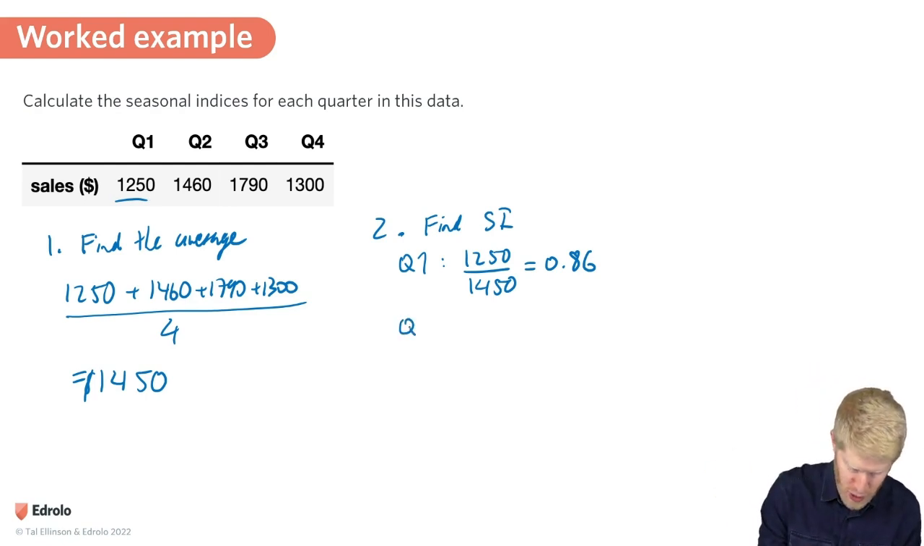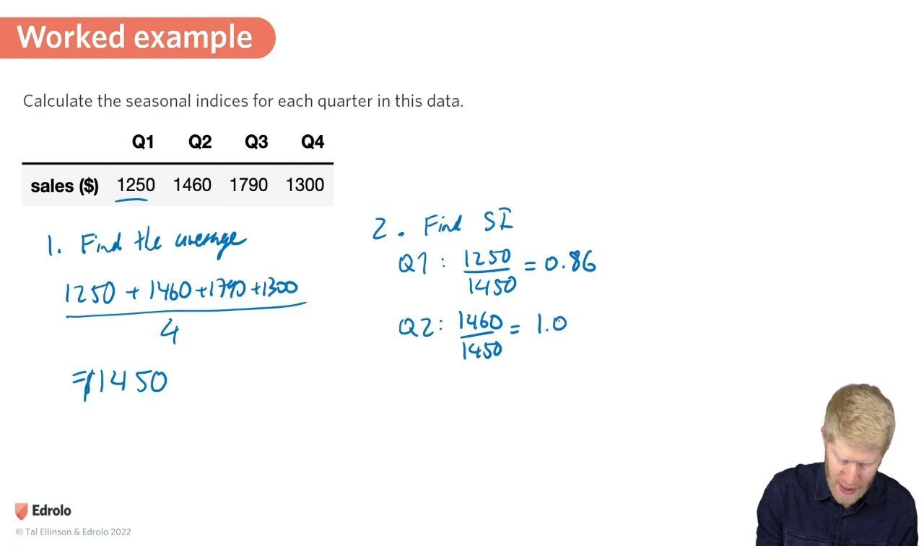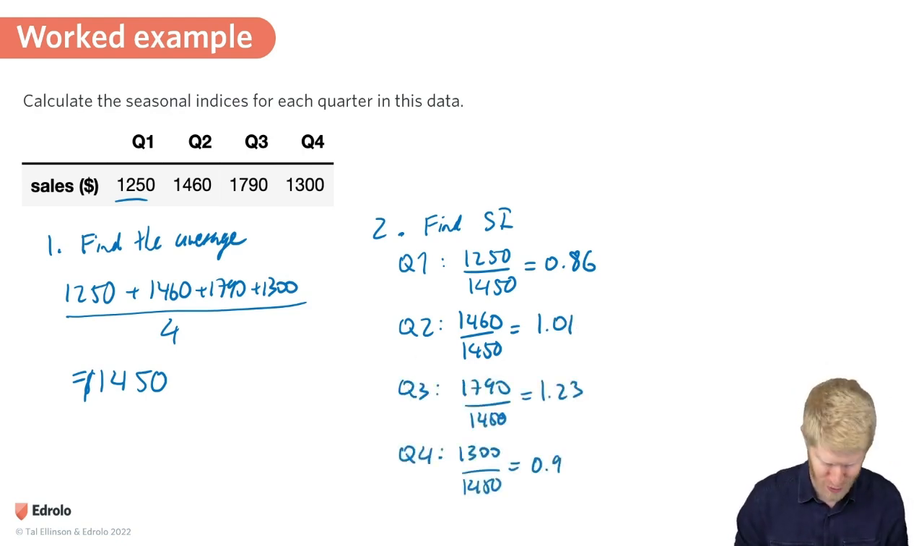You can do the same thing for Q2, right? 1,460. What do you expect this one to be? Yeah, it's going to be a little bit above. It's about 1% above the average. Q3 and Q4 work the same way.